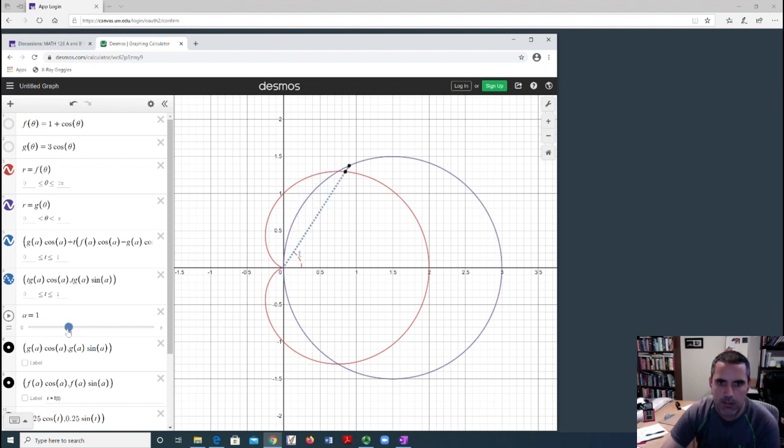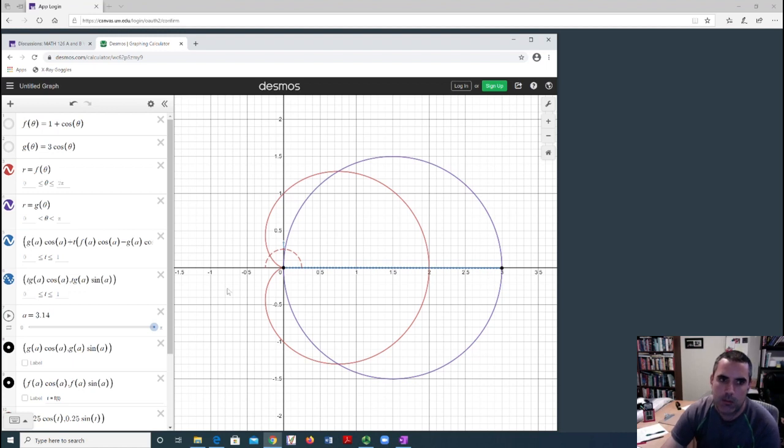So from wherever they intersect to pi over 2, you do want the area between them. From pi over 2 to pi, you only want to be working with the cardioid. You're going to get a negative answer. It's not going to make any sense.